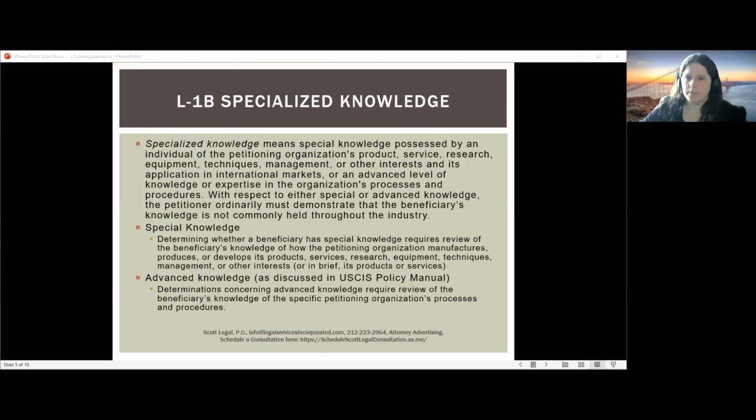So let's talk about specialized knowledge. Specialized knowledge means special knowledge possessed by an individual of the company's product, service, research, equipment, techniques, management, or other interests in its application in international markets. Or it could also mean an advanced level of knowledge or expertise in the particular organization's processes and procedures. In either case, you need to demonstrate that the knowledge is not commonly held throughout the industry. I'd say the specialized knowledge category is not a catch-all for anybody that wouldn't qualify as a manager or executive. In fact, it can be quite difficult to prove that you meet this definition.